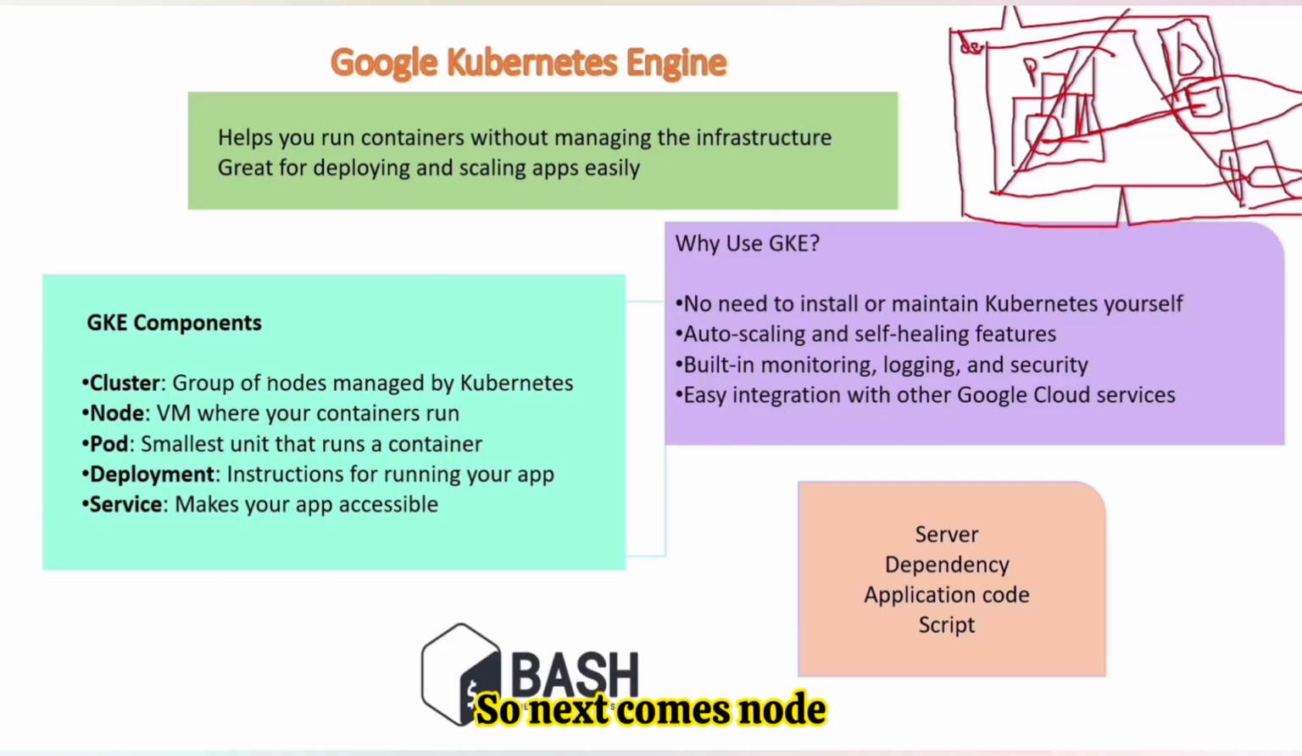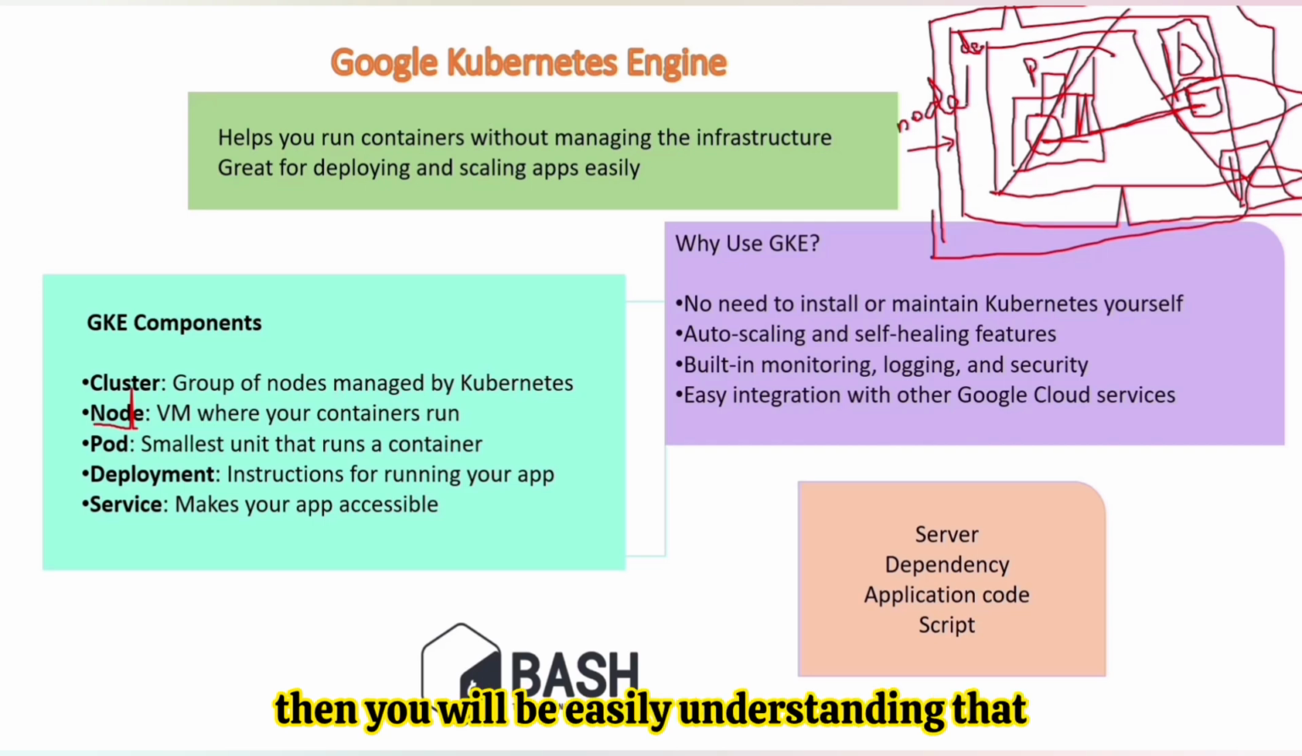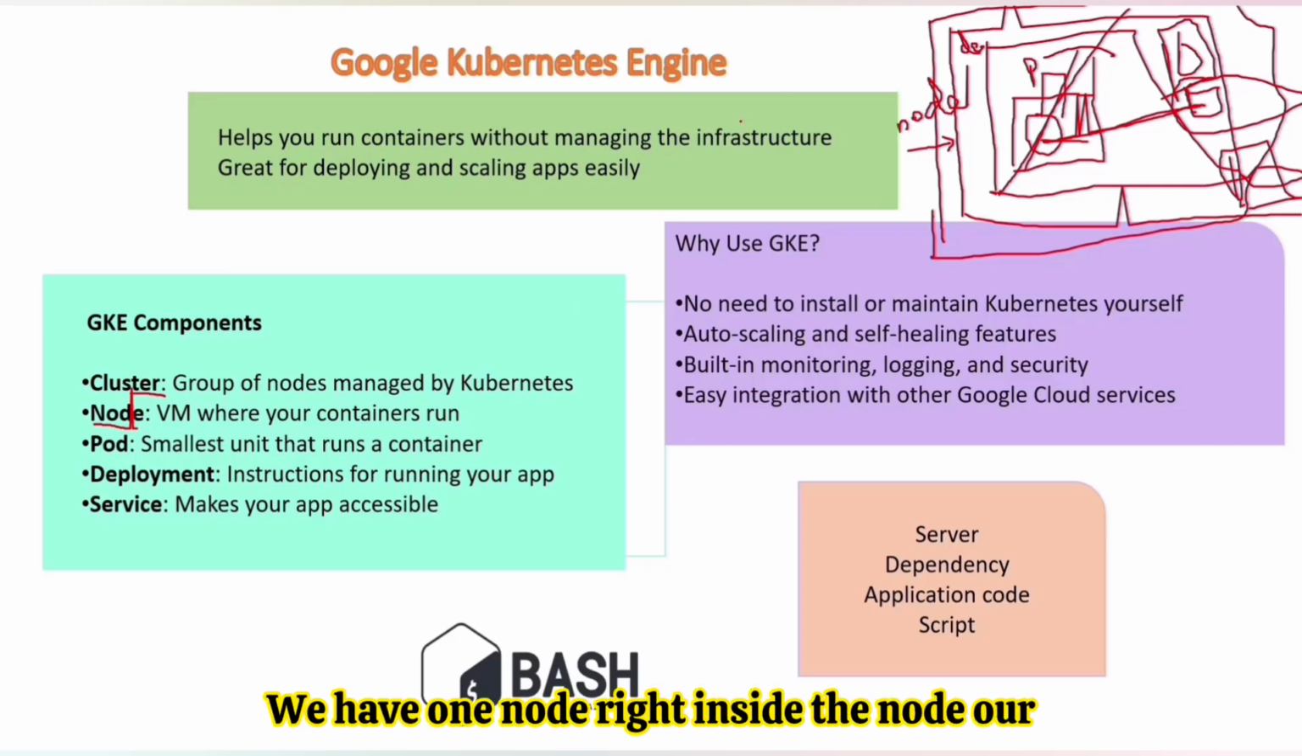So next comes node. On top of the deployment, there is another one. This is not a configuration, this is an actual server where we can run our entire deployment. I'll show you it as a demo, then you'll easily understand that. Node will be on top of deployment, where inside our deployment is running. So next is cluster. Cluster is nothing but, we have one node, right? Inside the node our deployment is running. Like that we have 10 nodes. So that group of nodes is called a cluster.